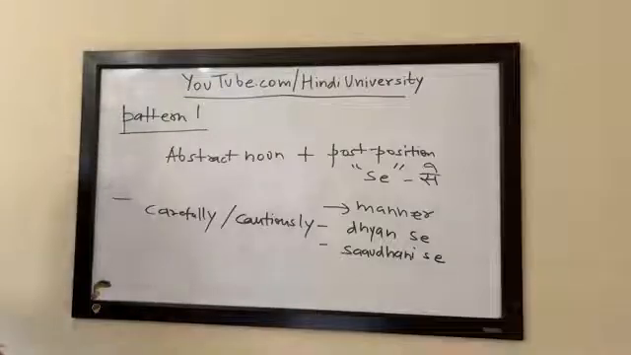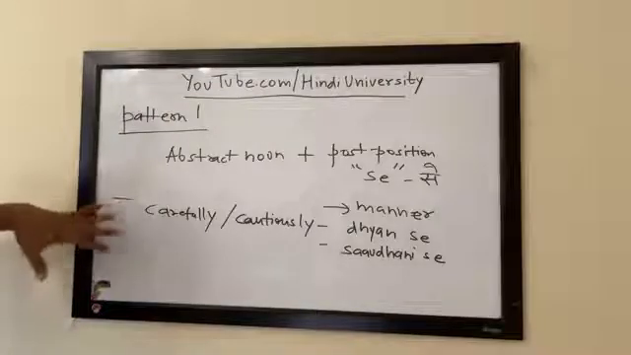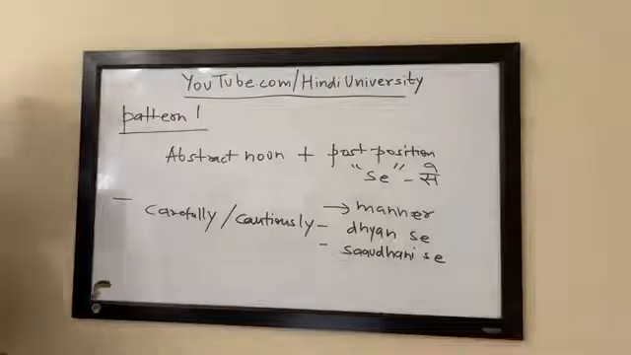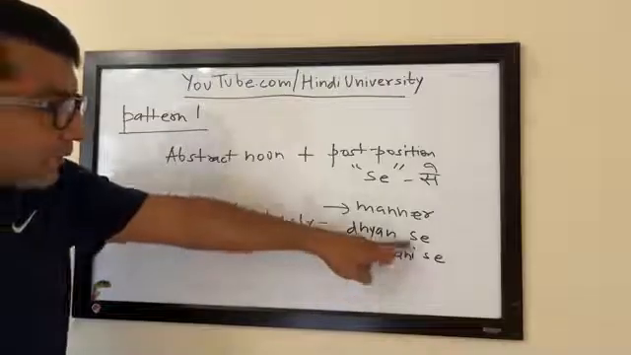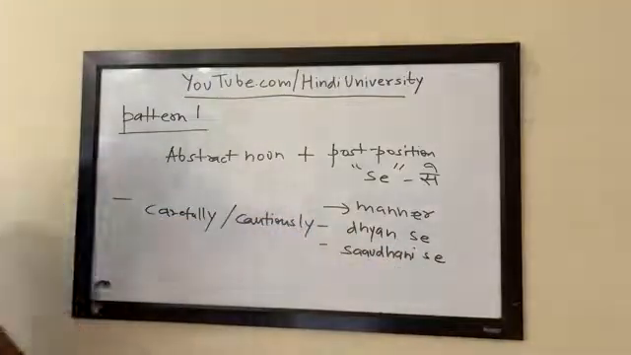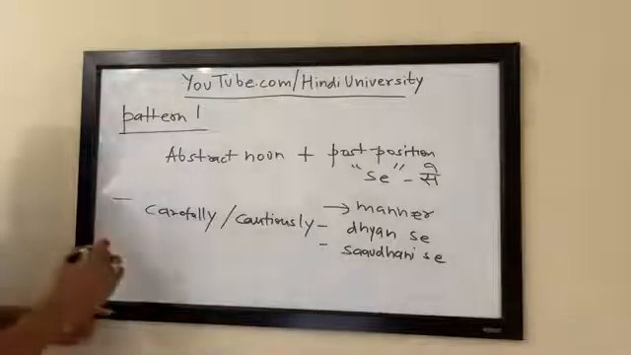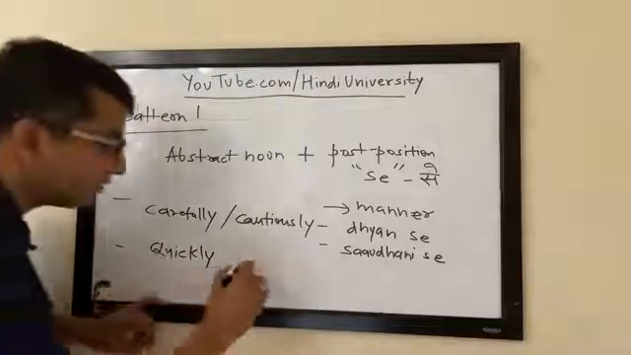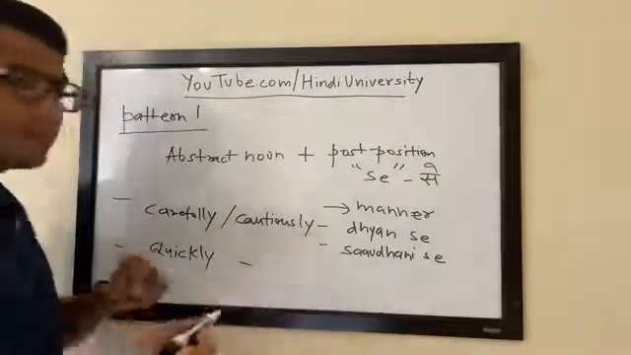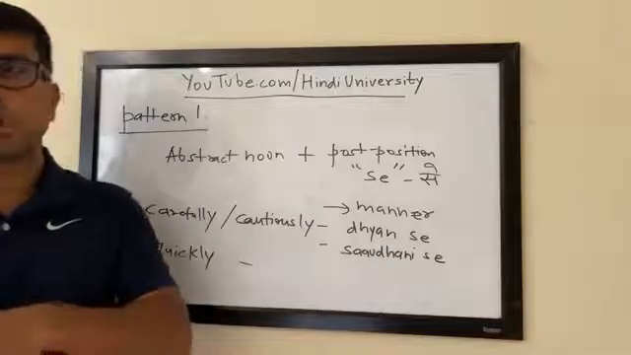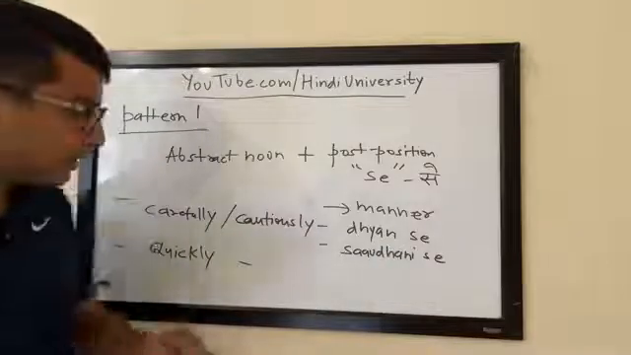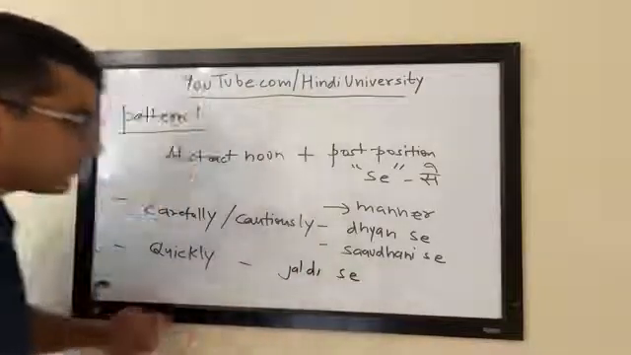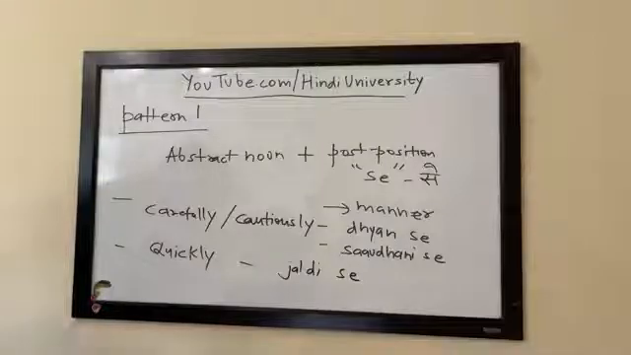Okay, I'm going to write down all the examples first, and then we'll try to form some sentences. Some of it is memorization, some of it is recognizing that there is a postposition se next to it. Then we'll have quickly. फटाफट. If you want to use fatafat, then you will put it into category number 1, that you have to know it. Whereas jaldi se is derived from the abstract noun. Both of them are correct.